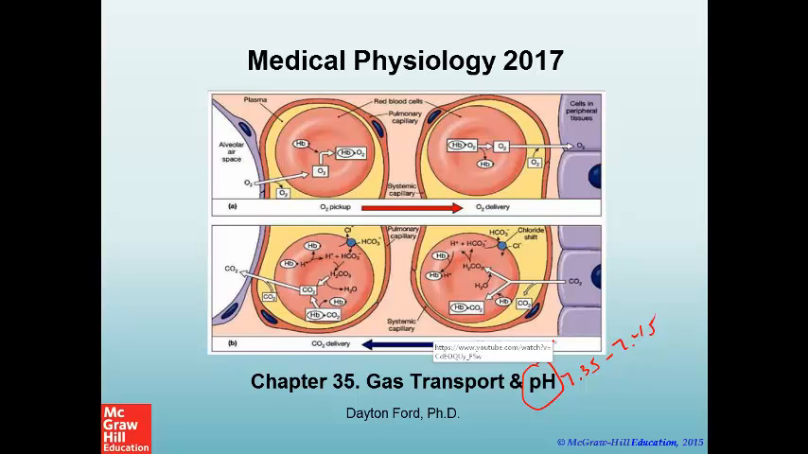Most of what we're going to talk about here is gas transport. So transport of oxygen and carbon dioxide. So if we start over here at the alveolus, we have oxygen entering the blood plasma, right? Oxygen dissolves in blood plasma, but the vast majority of it diffuses into red blood cells, combines with hemoglobin.